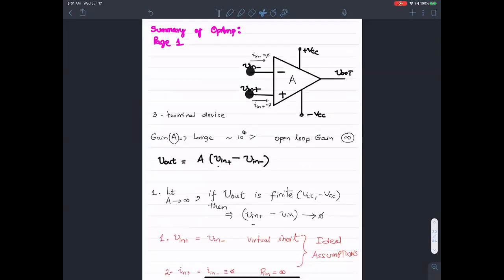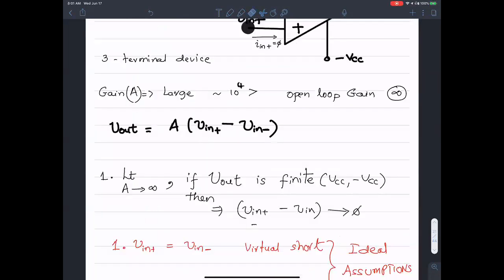We are going to understand why we call the operational amplifier a differential amplifier. But fundamentally, the output is the amplified version of the difference between the inputs. We talked about this in the last class.